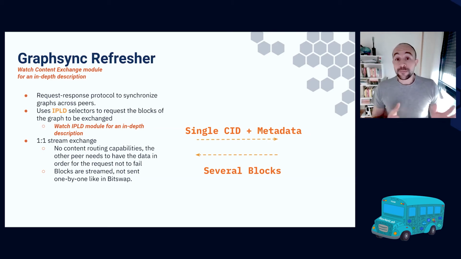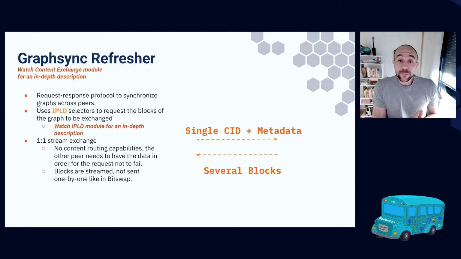The difference between Bitswap and Graphsync is that Graphsync is a request-response protocol to synchronize graphs across peers. In Graphsync, we use IPLD selectors as the request to implicitly request the blocks that we want to download from the other peer. Again, if you want to learn a bit more about IPLD and IPLD selectors, I highly recommend watching the IPLD module from ResNetLab on True.